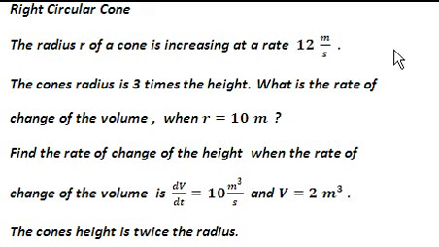Hey, we're looking at related rate problems. We've got a right circular cone. So we're looking at the radius r of a cone and it's increasing at a rate of 12 meters per second. The cone's radius is 3 times the height.